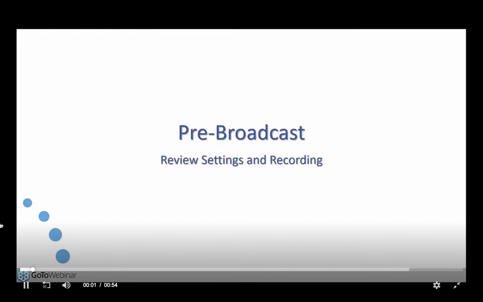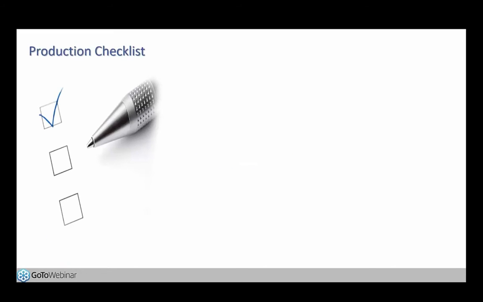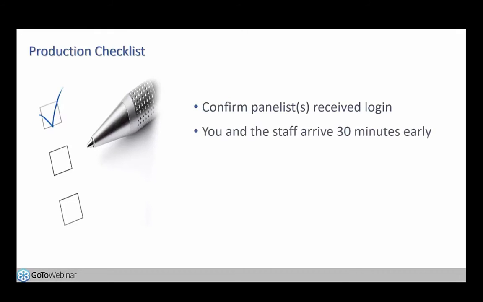Now we're going to talk about your pre-broadcast. This upcoming section provides your key preparation and management steps required in that 30 minutes before your webinar's scheduled start time. Next, we're going to run through a production checklist together. Most importantly, you want to confirm that your panelists and guest speakers have received their invites, all of those staff members. Start the webinar at least 30 minutes early and have your staff join early as well. This gives all of you time to check your audio and make sure everyone knows their role.